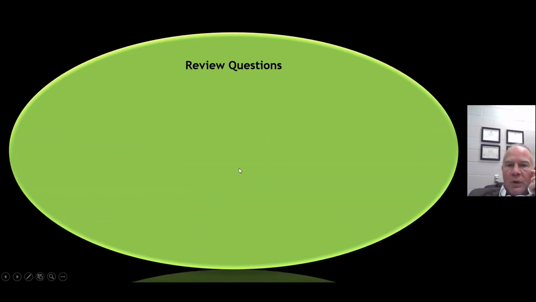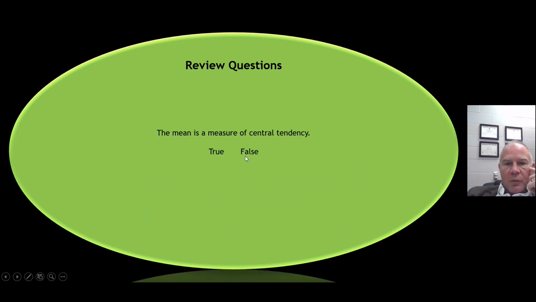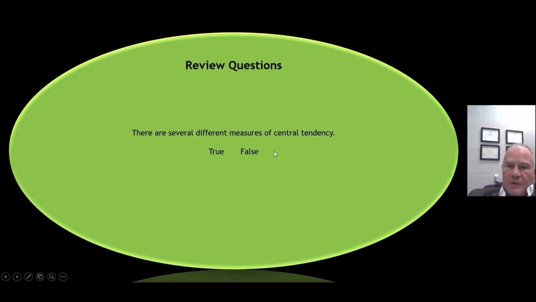So let's do a few review questions, see how you understand that basic information. The mean is a measure of central tendency. That is true, along with the mode and the median being the most commonly used: mean, median, mode. We also have the arithmetic mean and or the overall mean, weighted mean, but this is true. There are several different measures of central tendency. That's true. I just said the mean, median, mode, etc.